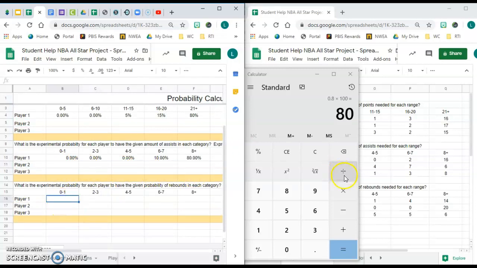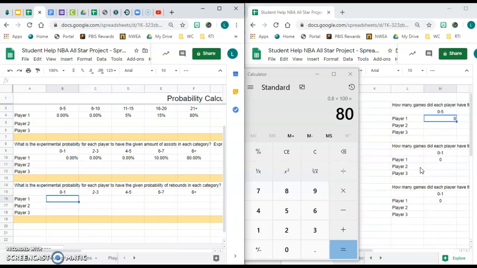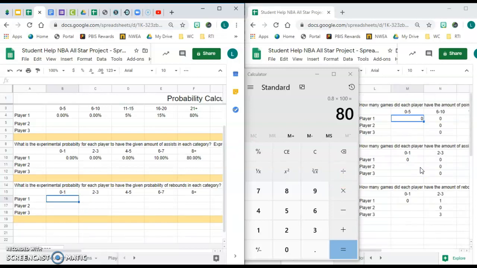And then for player 1, and I'm only doing player 1 because I don't want to give away too many answers. I want you guys to be able to fill out the spreadsheet on your own. So I am only doing player 1. You need to have player 1, 2, and 3 done for all of them.